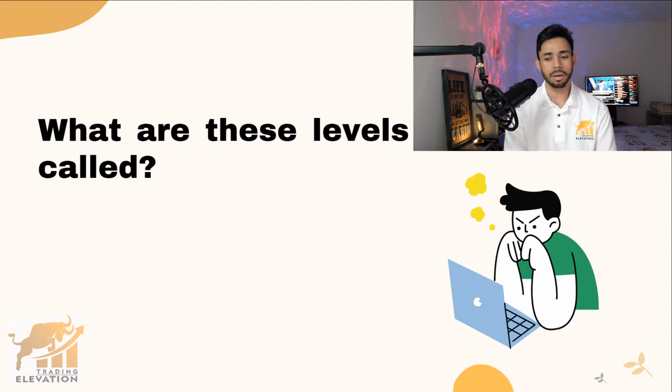So when we're talking about key levels, do we have any specific names for them, or is it just "key level" and we need to find them? No. It's very simple. We do have names for them, and there are only two key levels. First, we have the support level, and second, we have the resistance level.